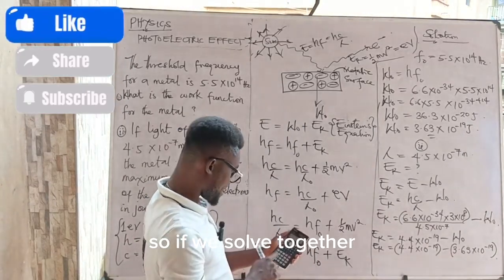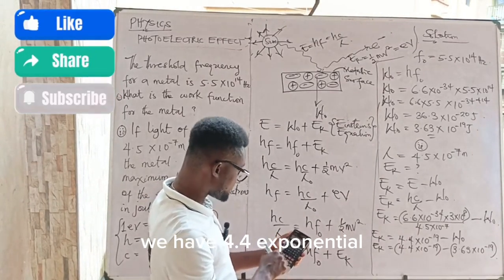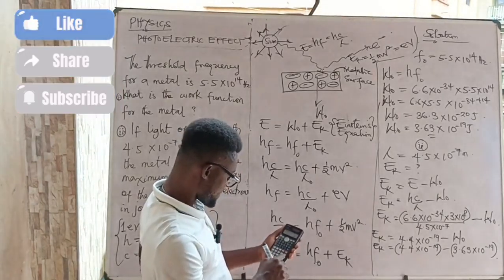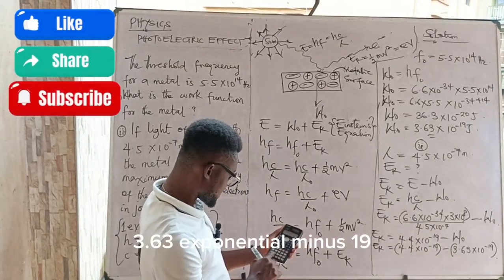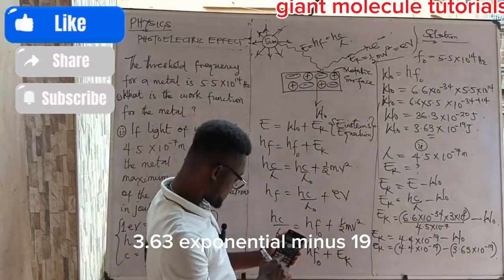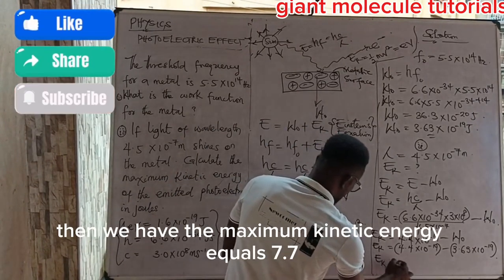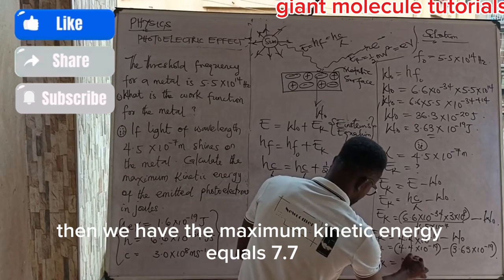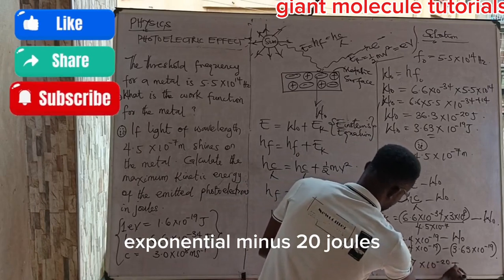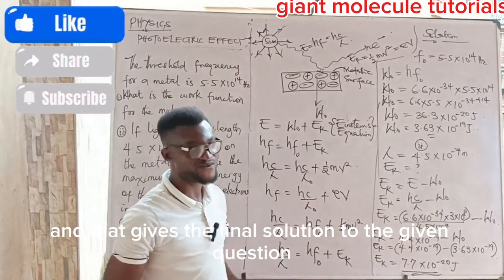If we solve together, we have 4.4 × 10^-19 minus 3.63 × 10^-19. Then the maximum kinetic energy equals 7.7 × 10^-20 joules. And that gives the final solution to the given question.